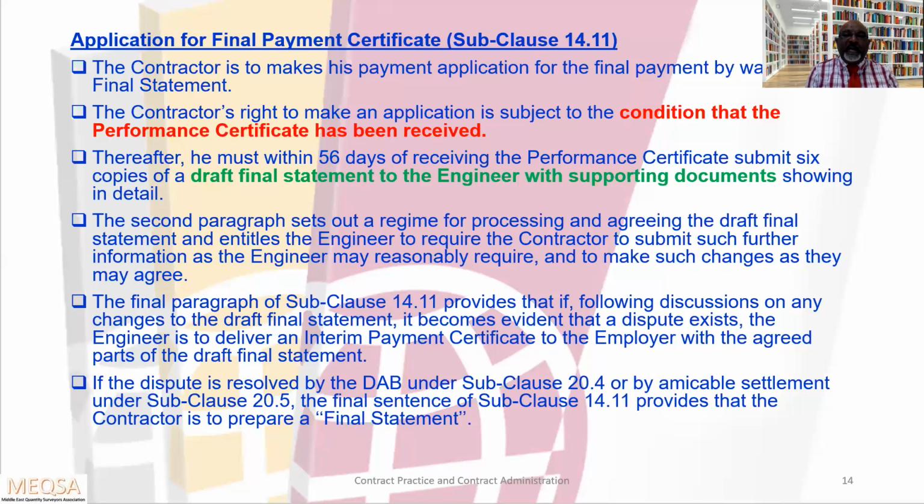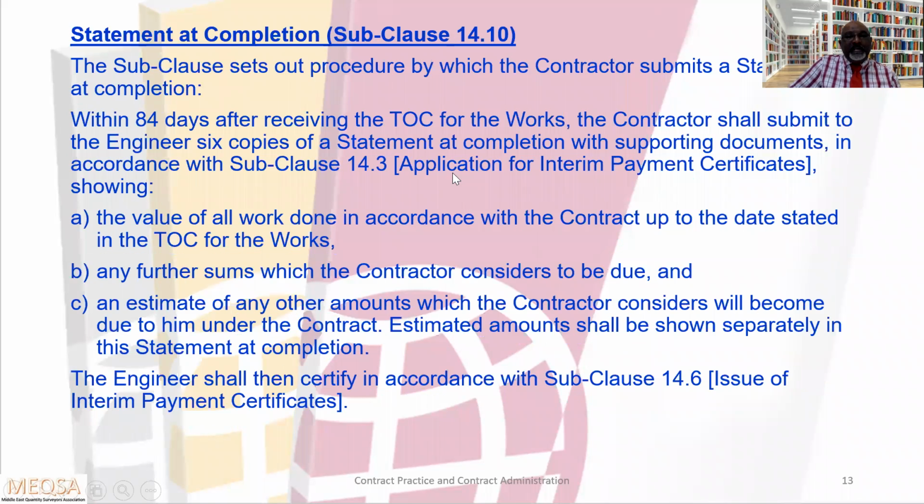The second paragraph sets out the regime for processing and agreeing the draft final statement and entitles the employer to require the contractor to submit such further information as the engineer may reasonably require and to make such changes as they may agree. We'll go back to the second slide.